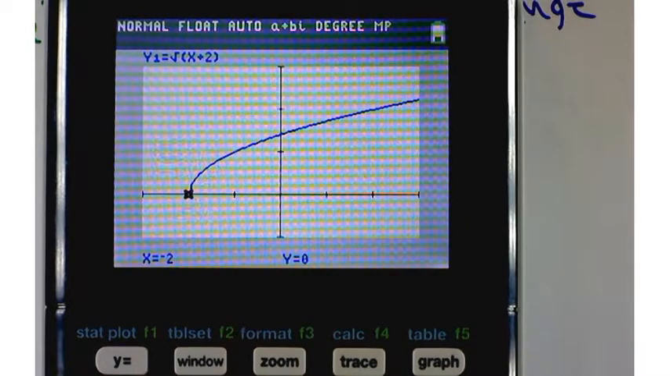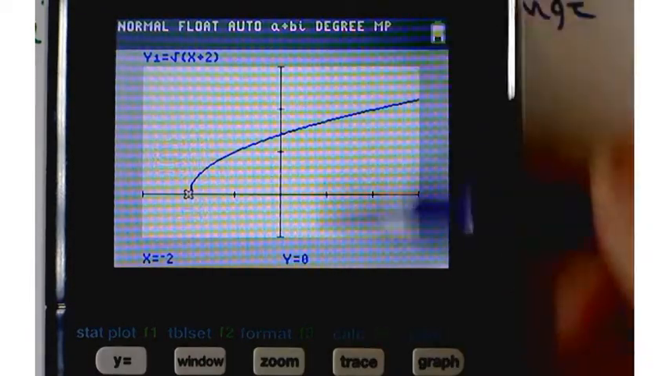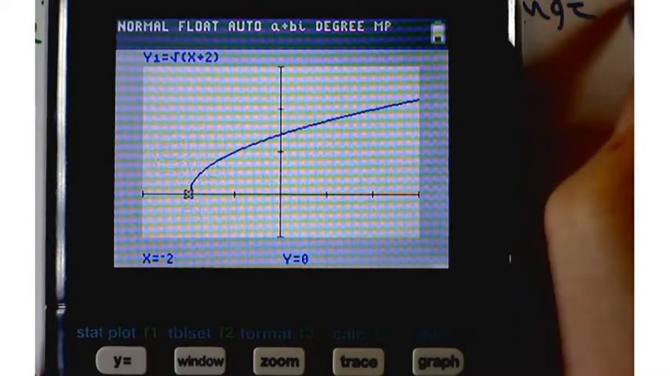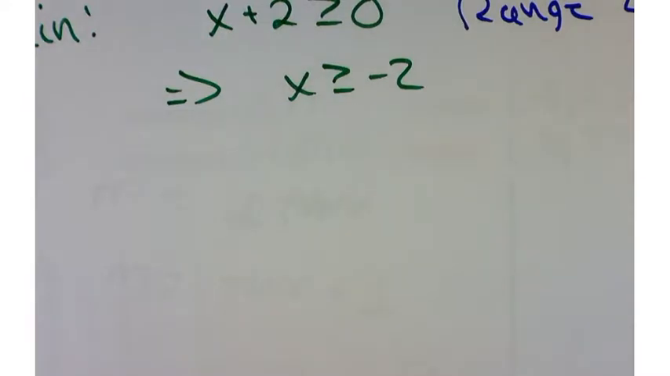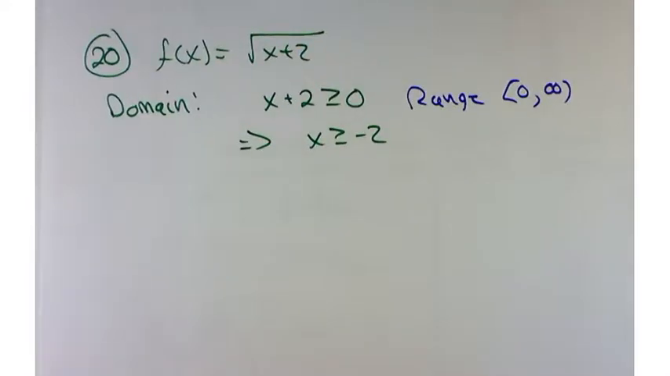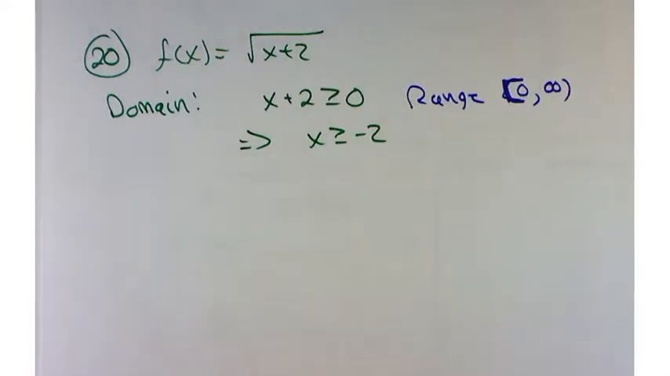From lowest to highest, the range goes from what to what? It has to be the y values in this case. There we go. 0 to infinity. And let me make that actually look like a bracket. There we go. 0 to infinity.